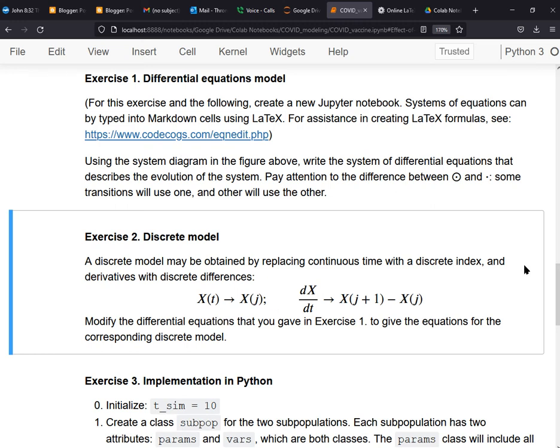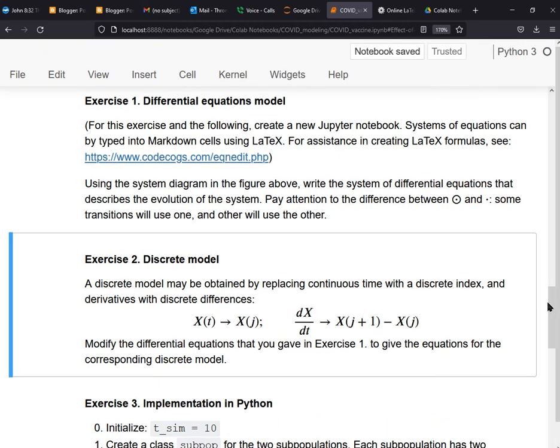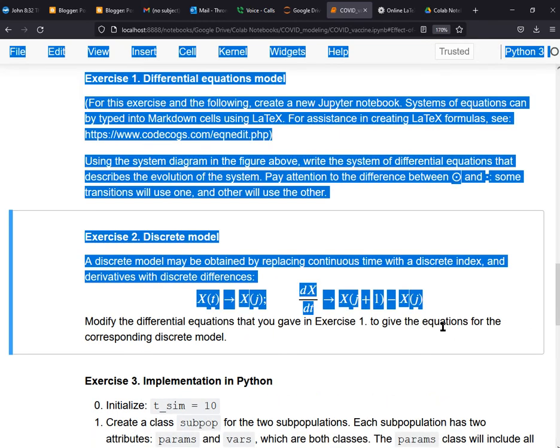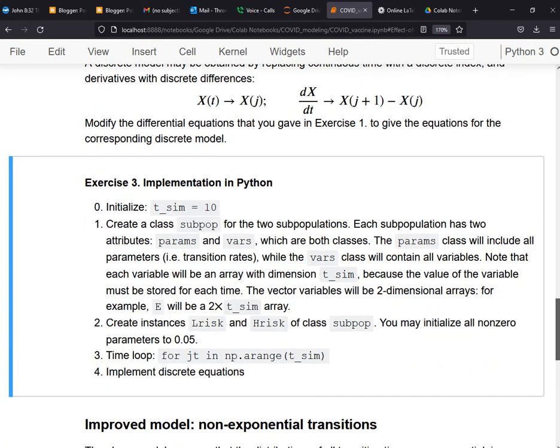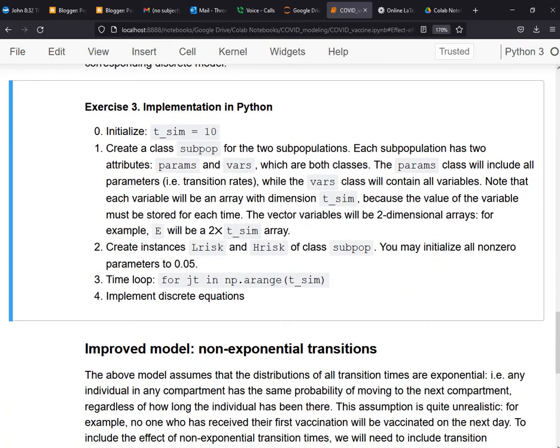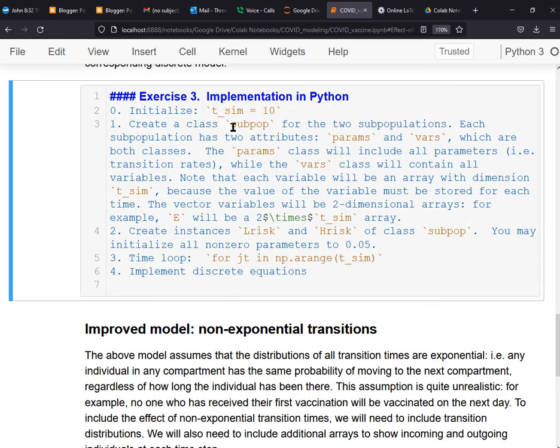Once you've got that set up, you're ready to go with Python. And that's the bulk of what you're going to be doing, setting up the Python model. People had so much fun with the previous Python model, I thought we really had to do this again. So first initialize tsim. Tsim is going to be the number of steps in the time simulation, the number of time steps in simulation.